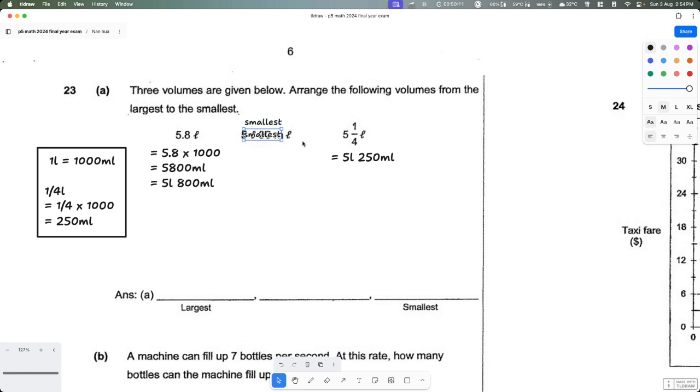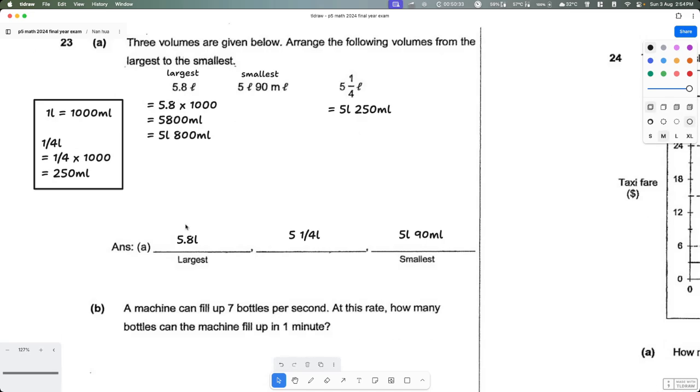And which one is the largest? The largest is 5.8 liters. So put 5.8 liters. Smallest is 5 liters, 90 milliliters. And the middle one is 5 1/4 liters. There you go.